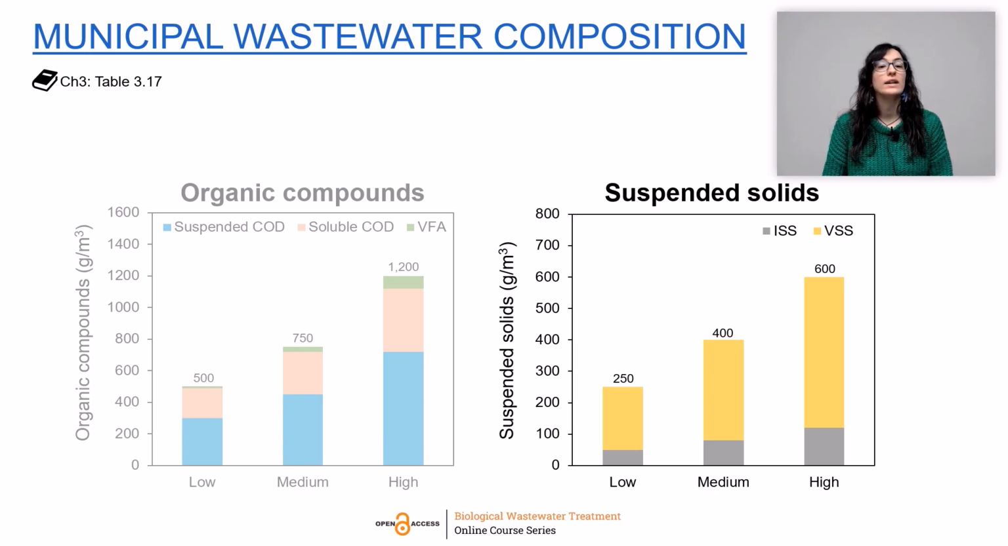If we look now at the total suspended solids, we see that the concentrations can oscillate between 200–600 grams per cubic meter. They can be further divided into volatile suspended solids, VSS, and inert suspended solids, ISS. Normally, a big fraction of the TSS will be in the form of VSS, while the rest is inert.